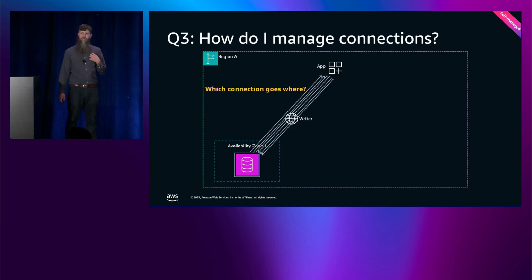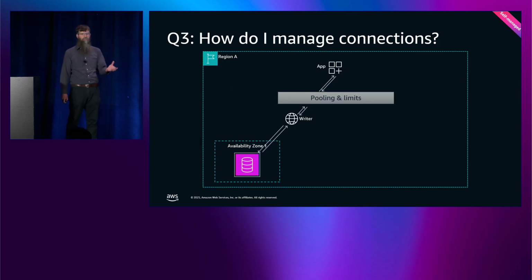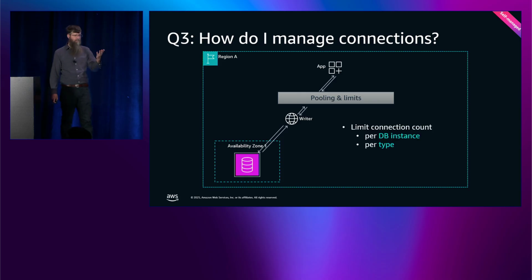So I don't know which connection is going to go where, and it's going to have high overhead even if I can work it out. So that's probably not a great situation for self-managed. So I can use two techniques here, pooling and limits. So we can limit connection count per DB instance. The big one should get more connections than a small one maybe.